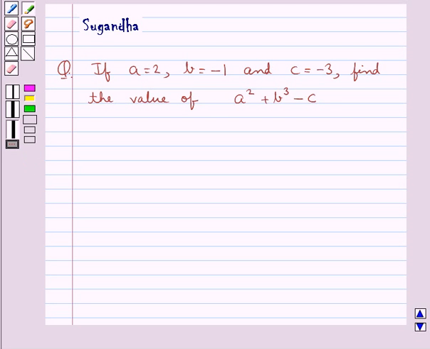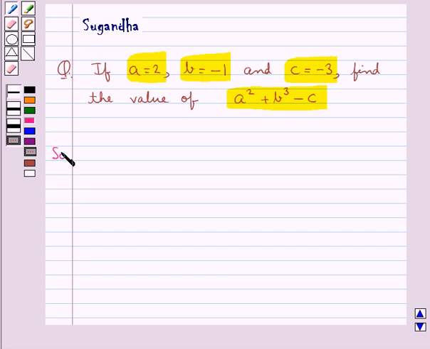In this session, we discuss the following question which says, if A is equal to 2, B is equal to minus 1 and C is equal to minus 3, find the value of A square plus B cube minus C. Let's move on to the solution.